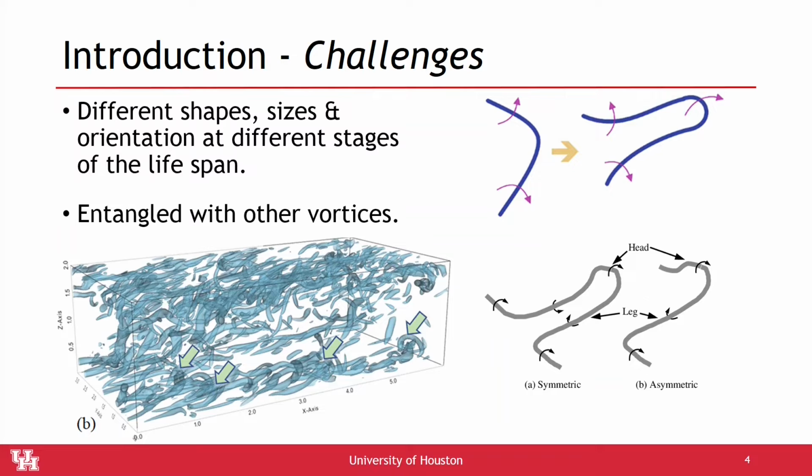Ideally, hairpin vortices have two legs and a head. Hairpin vortices have also been called omega-shaped or horseshoe vortices depending upon if they have legs missing or legs are only partially present. This exhibits another challenge for the accurate identification of hairpin vortices.